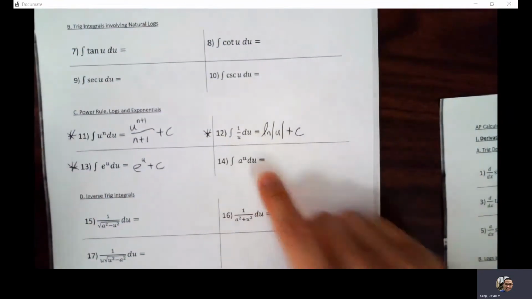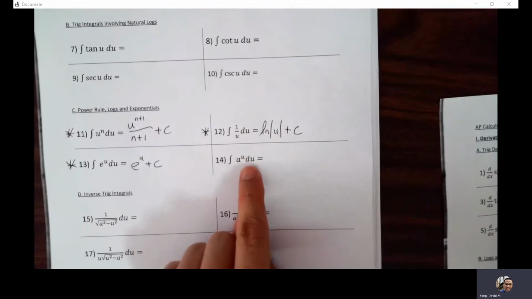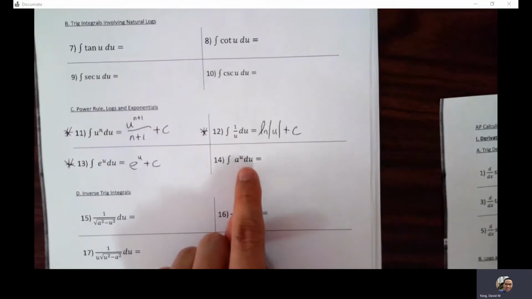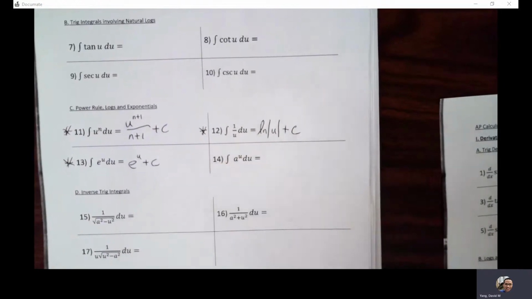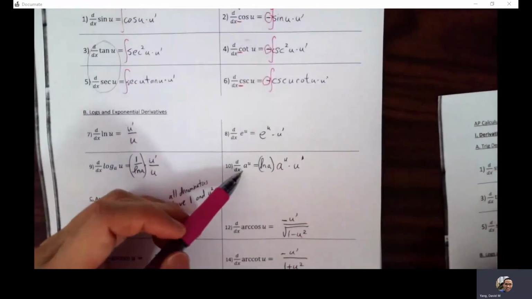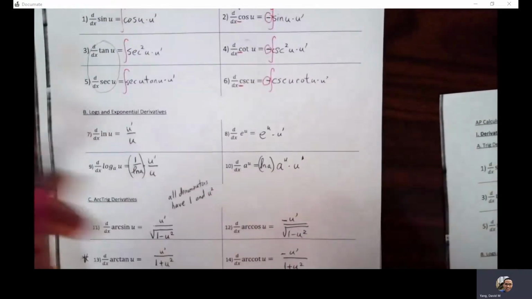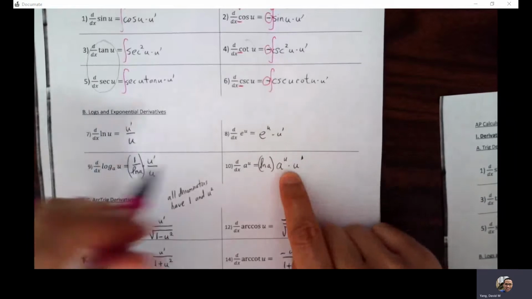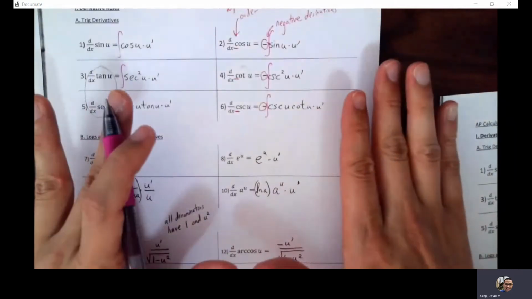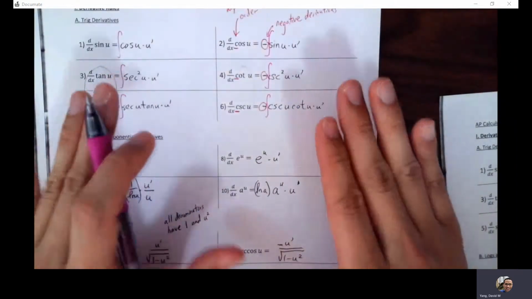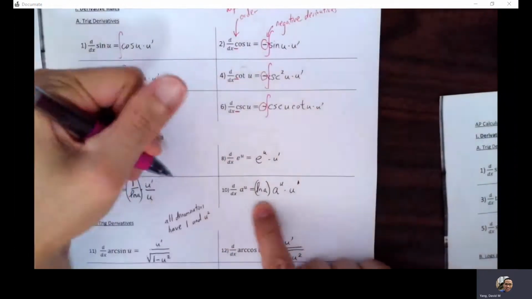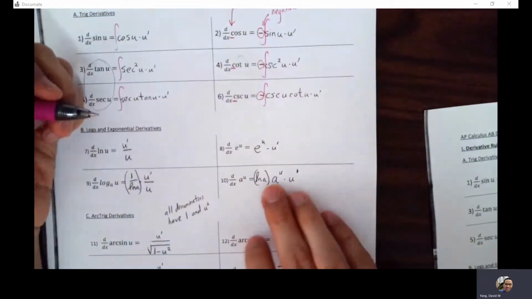Okay, this is less common, but what I want to do is bring you to the rule that we learned on the derivative side of things. We learned on the derivative side of things that the derivative of a to the u is natural log of a times a to the u times u prime. So just like how we were working the other rules with integrals, we're just working backwards. So let's say we want to just derive it from the rule that we have here.